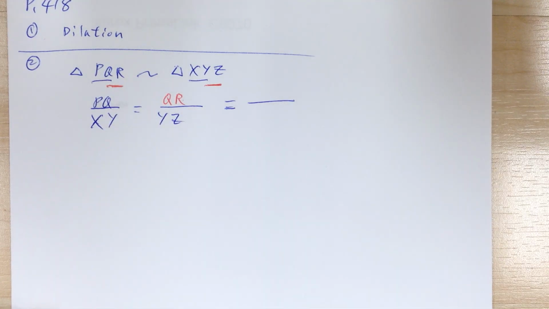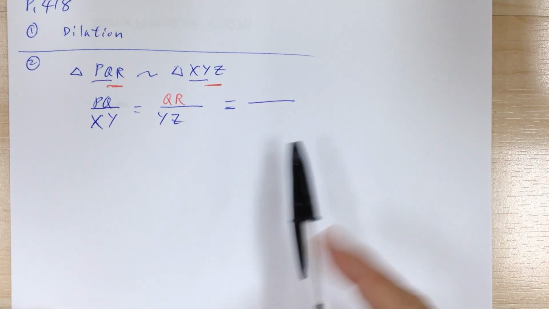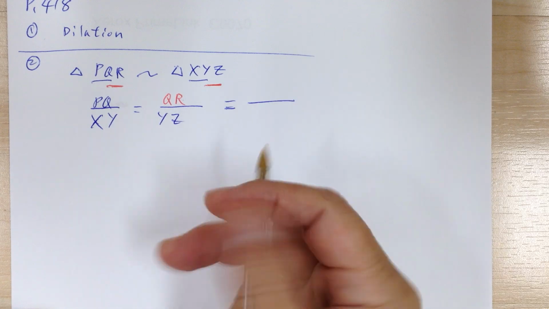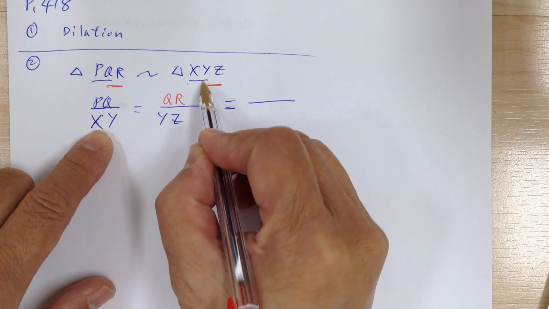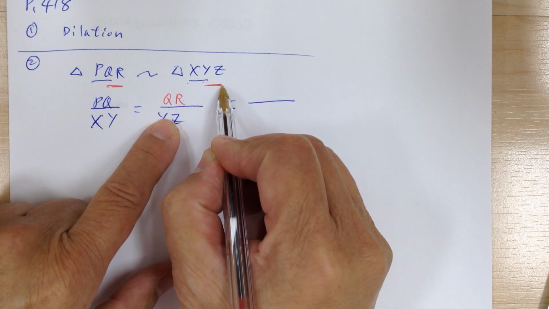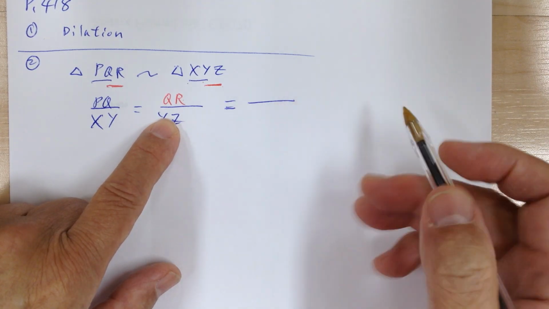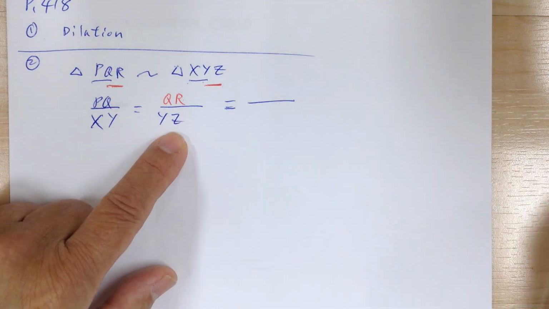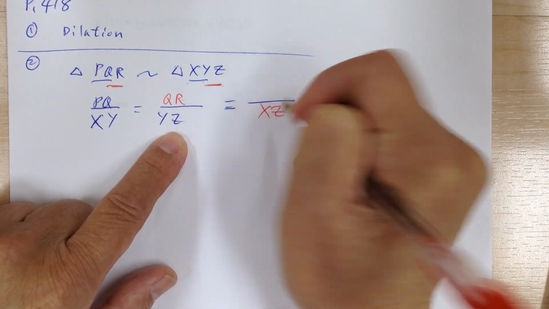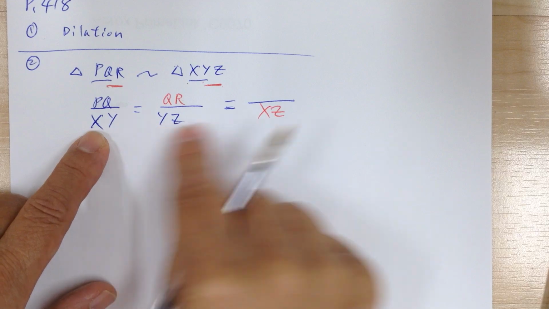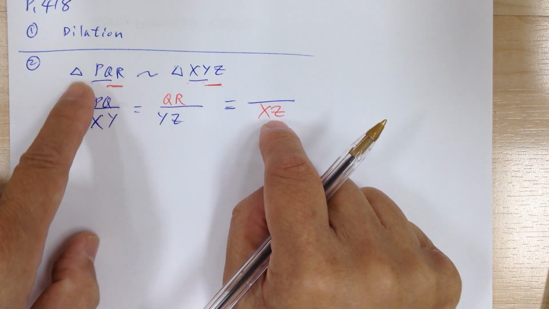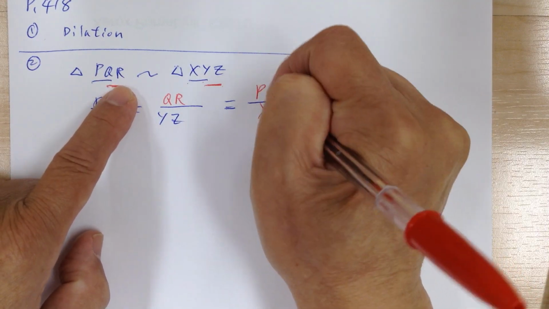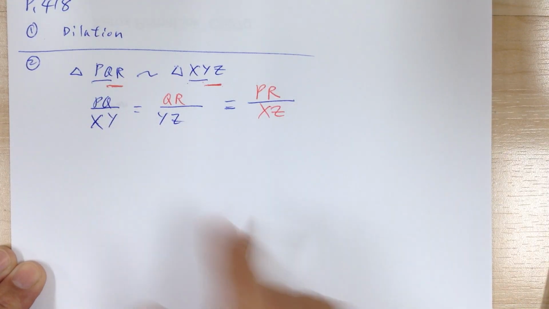I color coded it for you. Now the only one you're missing is, if you look over here, you have XY, then YZ, so the next one you're missing would be XZ. Again, you just look at the letters. XZ will match up with PR, and that would be your answer.